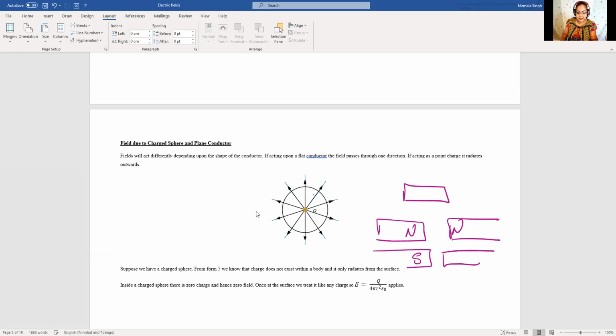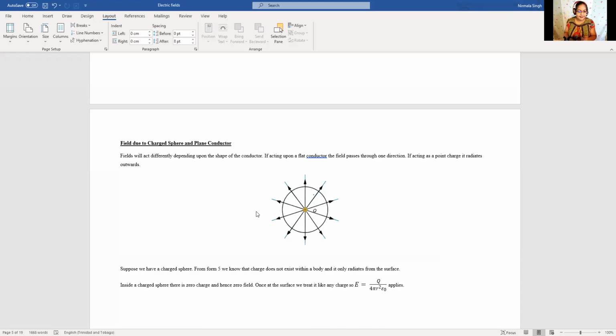Similarly here in Unit 2, they're going to ask you to know how several components or several situations differ and what are the mathematical equations that go with them. So again, it's just more of what we did. Well, much more of what we did than CSEC. So reading: fields will act differently depending on the shape of the conductor. If acting upon a flat conductor, the field passes through in one direction.